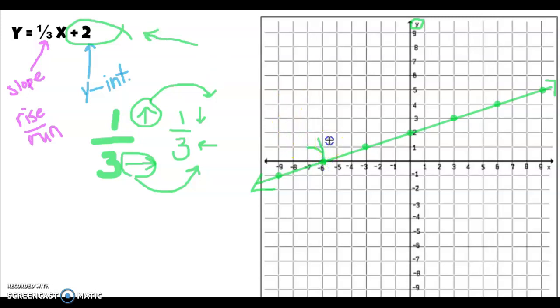So y equals 1/3 x plus 2. Now it will receive full credit because my line is labeled, I have arrows, and my slope is positive, matching my slope here in my equation, and it works out.